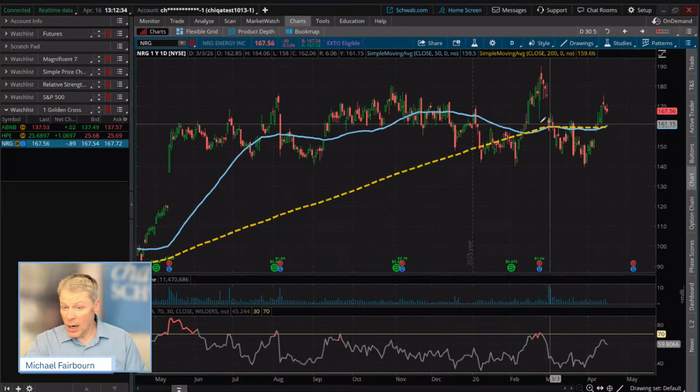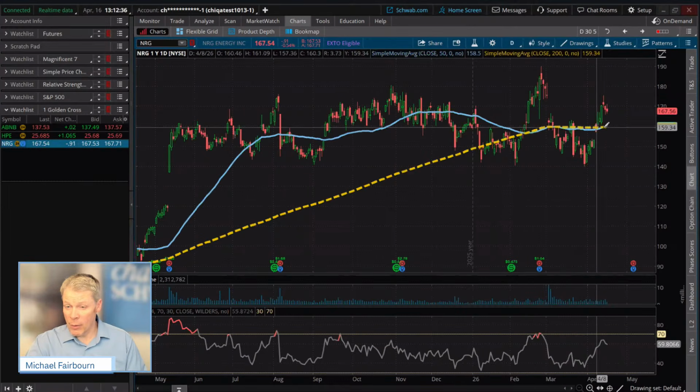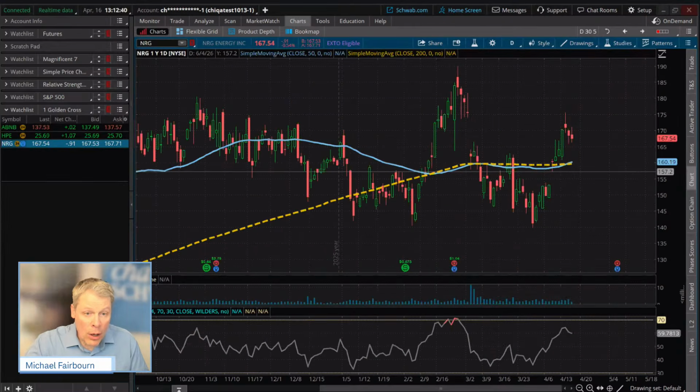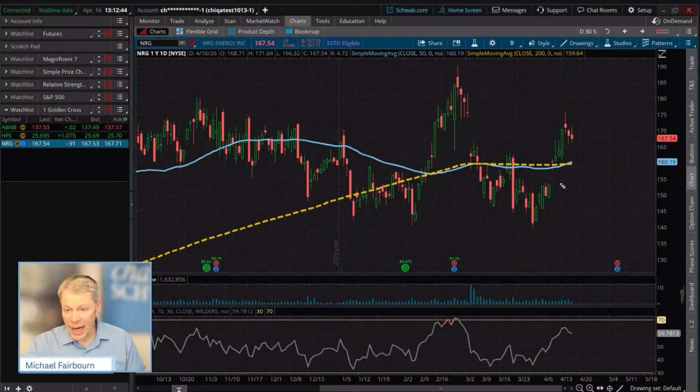This one here, we just broke over here, and we just barely broke above here. Now, what's interesting about this NRG Energy is this. Do you see the little bit? There's your gap. We cleared some resistance here. Oh, yeah. And we got a little bit of a mini bull flag here.